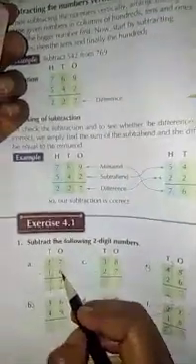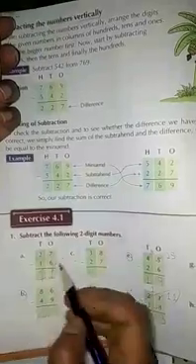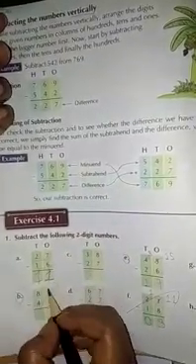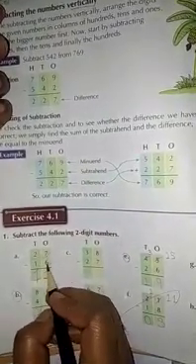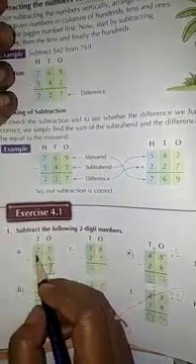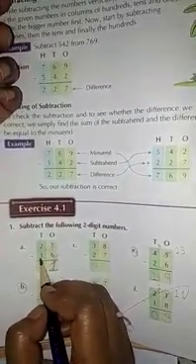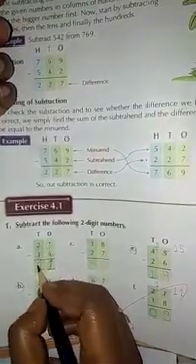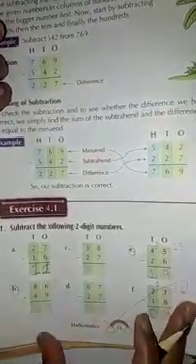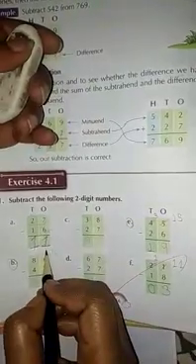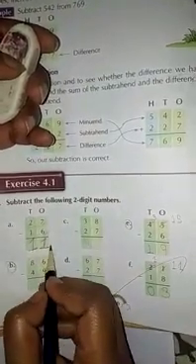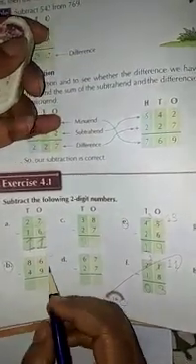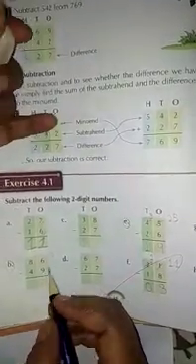Here you see 7 is given. Whenever we subtract 7 minus 6, what is it, students? It is 1. Because 7 is greater than 6, we can directly subtract. Here you see 2 is greater than 1, so 2 minus 1 is 1. So the answer is 1. This is called the difference. Now, I hope you have understood, students.